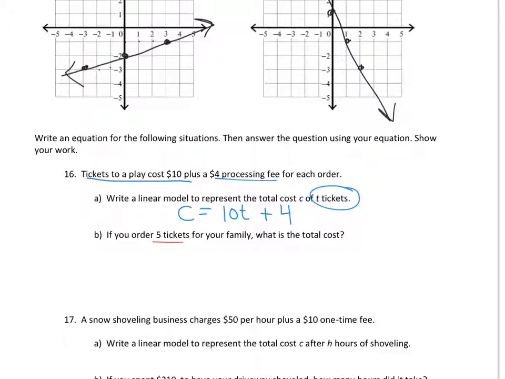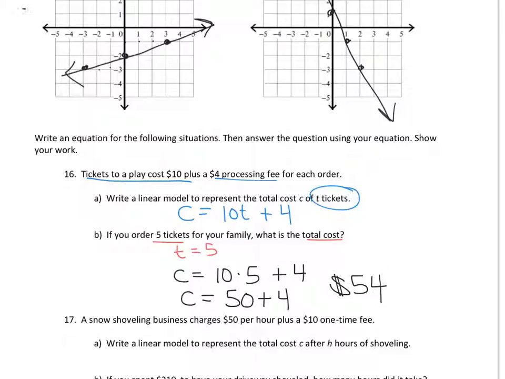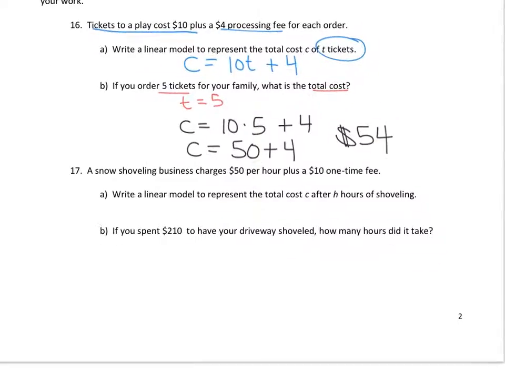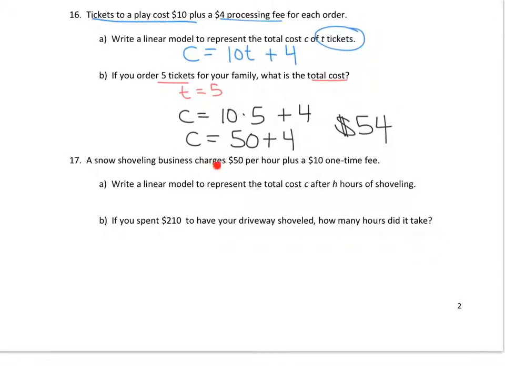If you order 5 tickets, so let T equal 5, what is the cost? So it's going to be cost equals 10 times 5 plus 4. Cost equals 50 plus 4, which is $54. And then the next one, a snow shoveling business charges $50 per hour plus a $10 one-time fee. So $50 per hour. Write a linear model to represent the total cost C after H hours.